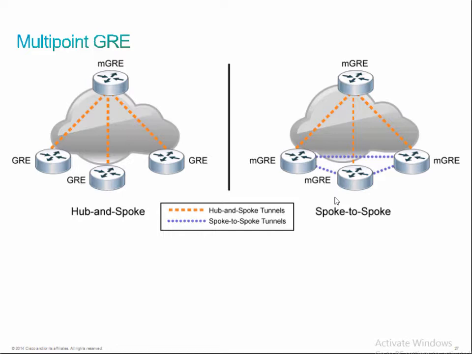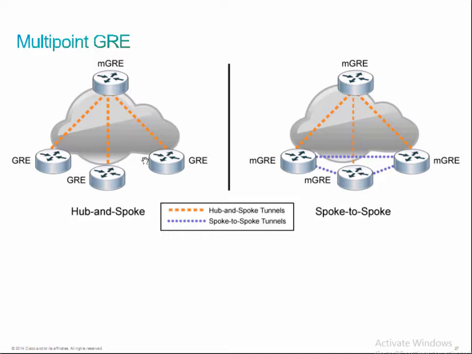The last bullet point on page 42 is really important. MGRE interfaces also support unicast, multicast, and broadcast traffic, and that's really one of the main reasons why MGRE would be utilized as a primary protocol.